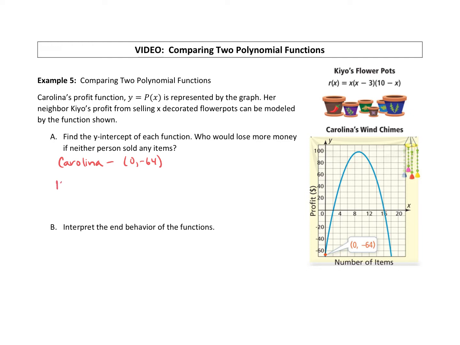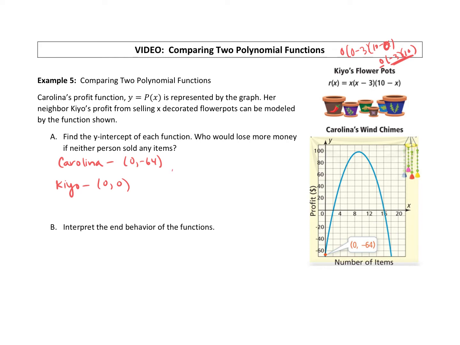Kayo, his y-intercept, well, we don't have a graph, so how do we find y-intercepts again? You can find a y-intercept by plugging in a 0 for all of the x's. So if we just think about that off on the side, maybe we can do some math up here. Plug in a 0 for every x. We have 0 times negative 3 times, oops, that's supposed to be a 0, times 10. Well, 0 times anything is just 0. So Kayo's y-intercept is 0.